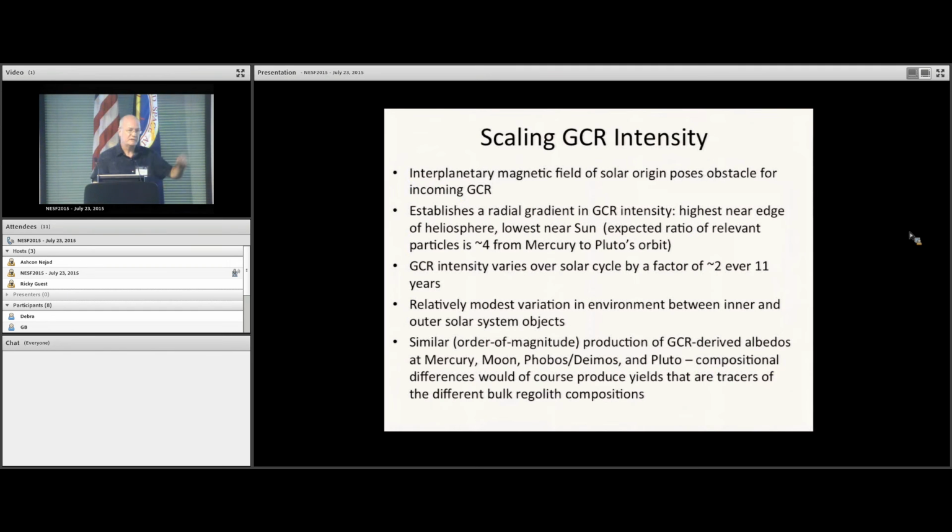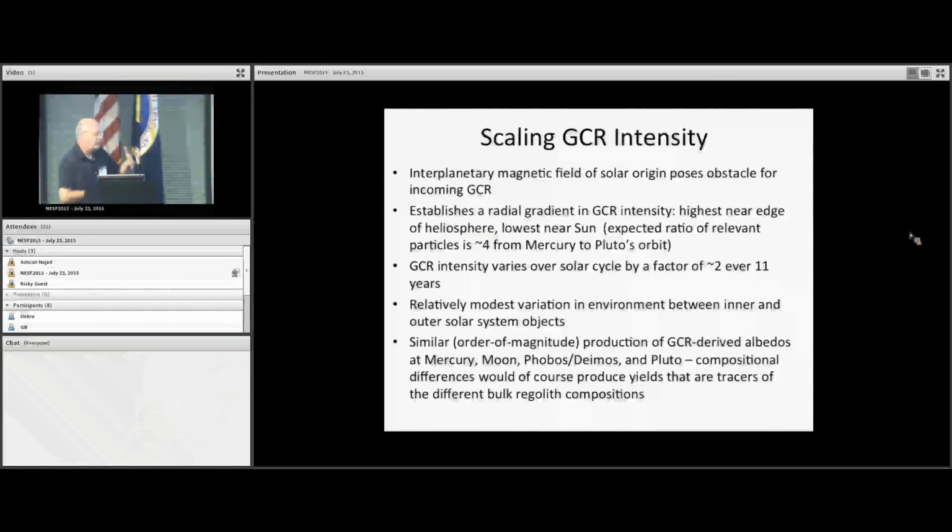So we'd like to now, just in the last minute or two, I'd like to scale how the GCR varies through the solar system. And basically, the interplanetary magnetic field acts like a shield to the incoming galactic cosmic rays. That sets up essentially a radial gradient of GCR intensity, highest near the outer parts of the heliosphere, lowest near the sun, but not a huge difference in terms of the overall intensity. It's important for understanding GCR transport, but for this application, it's a relatively weak variation. It also varies with time over a solar cycle, about by a factor of 2 every 11 years.